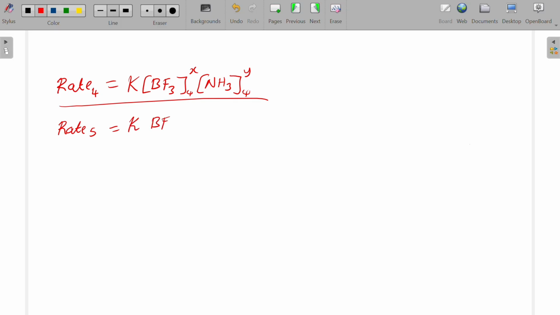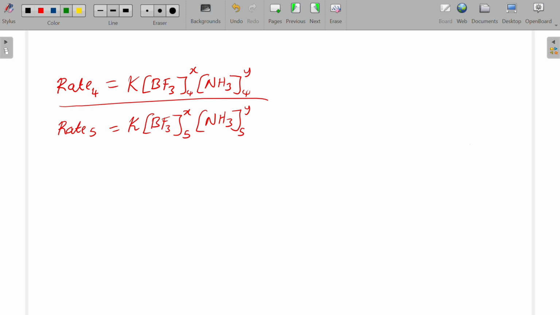still K. We are still coming up with the same rate law, which is BF3, this is 2 to the power of x, and this is on experiment number 5. Then this will multiply by NH3 in that case, but on experiment number 5, still given to the power of y, since we are talking about the same reactant. So that's our equation that we are going to use. Rate 4 over rate 5, and we replace everything we have. So let's go ahead and do that.